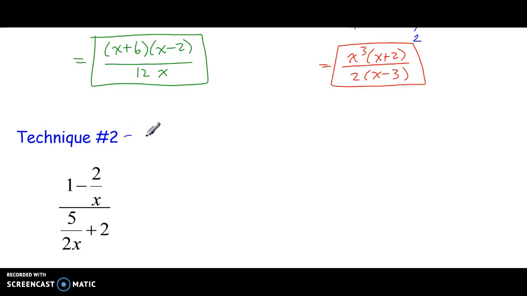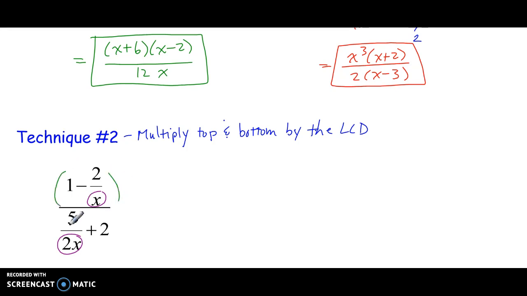What this technique involves is you multiply the top and bottom of the fraction by the common denominator of all the little denominators. So in this case, the denominators I'm talking about are the x and the 2x, and they have a really obvious common denominator. The common denominator is 2x. And what you do is multiply the whole big fraction, numerator and denominator, by 2x.